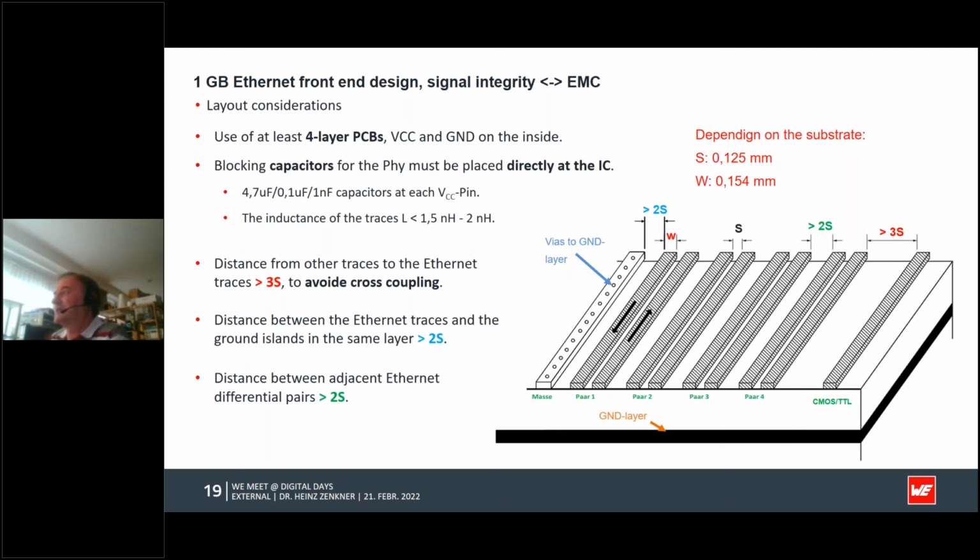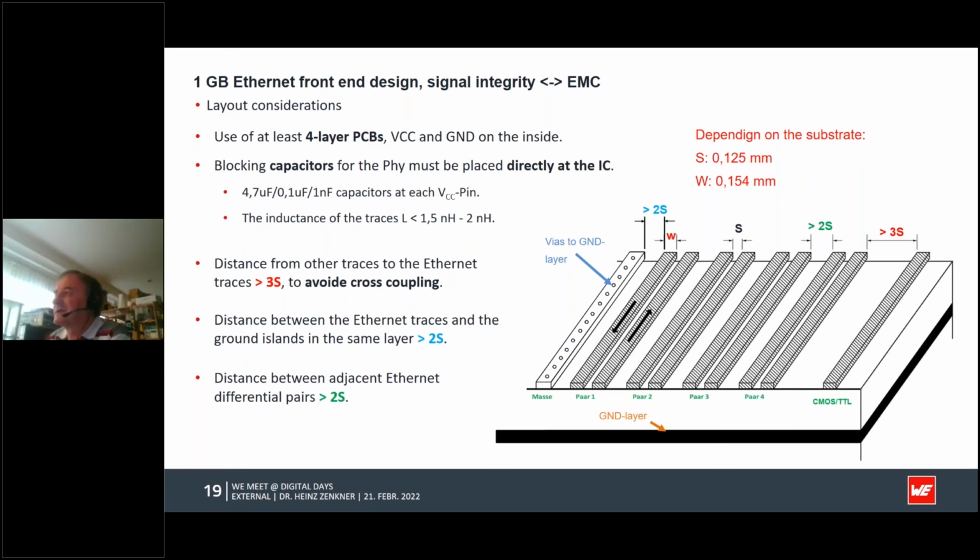And this is already the problem, because the PHY is a highly integrated circuit, so you have to place them underneath, which means 6 layers will be the minimum you need here. 4 layers work for signal integrity, but 6 layers is better to place all the capacitors as needed.